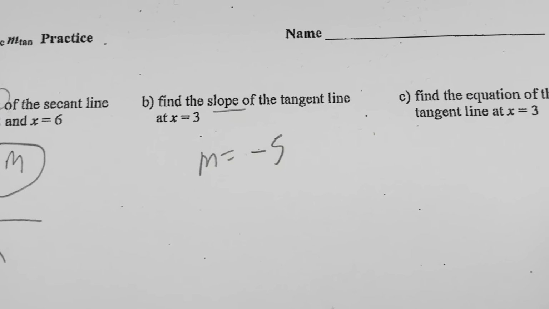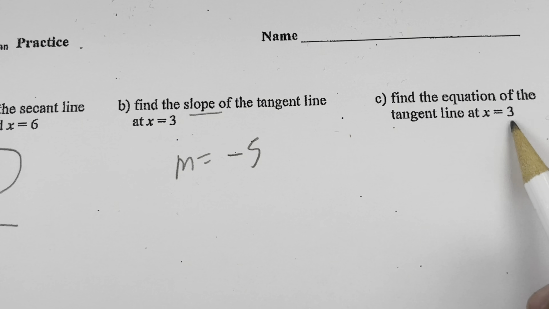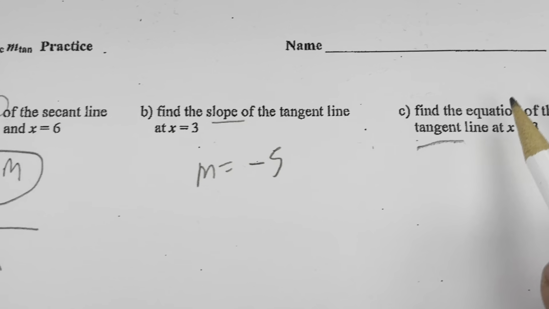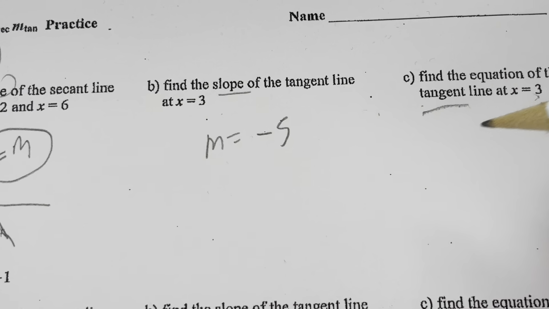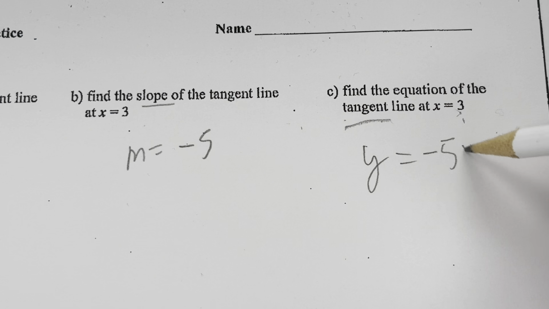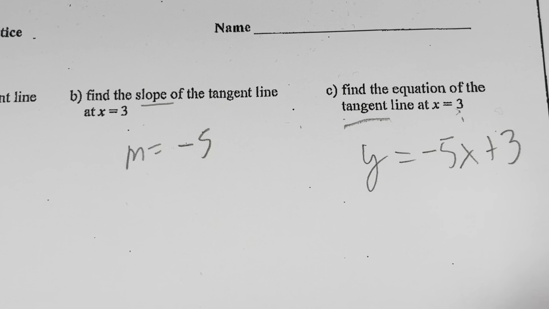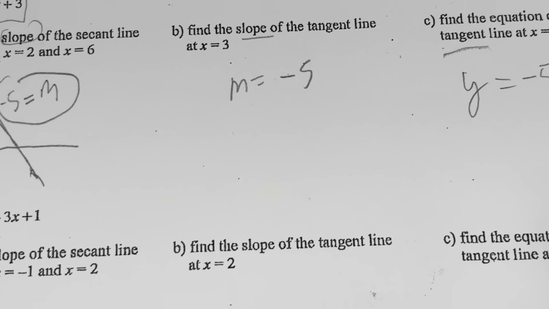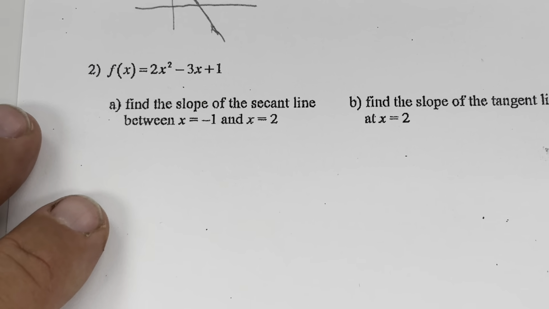Now the equation of the line at x equals 3, the equation of the tangent line. Well, the tangent line is also going to be the line. So the equation of the tangent line is going to be y equals -5x plus 3. It's kind of a trick question. Not really a calculus question. Now, once we get to x squared, that's a calculus question.